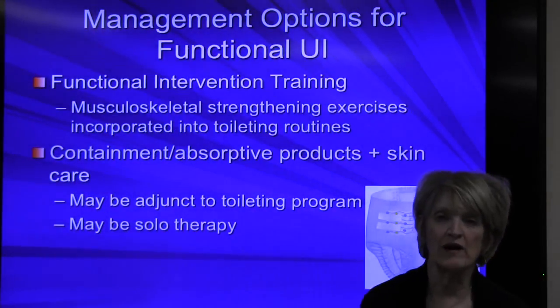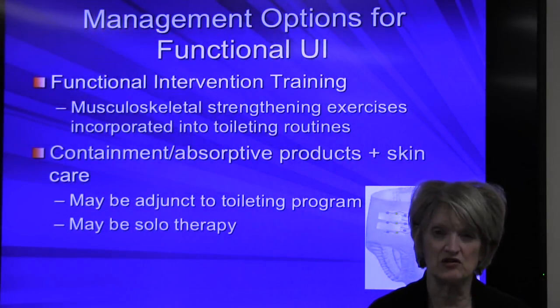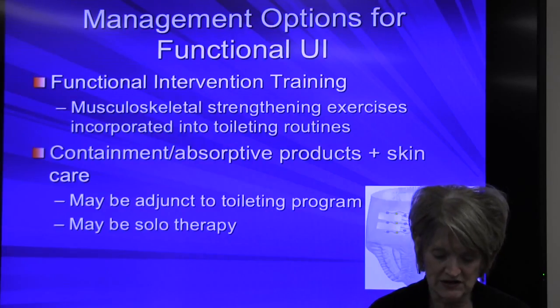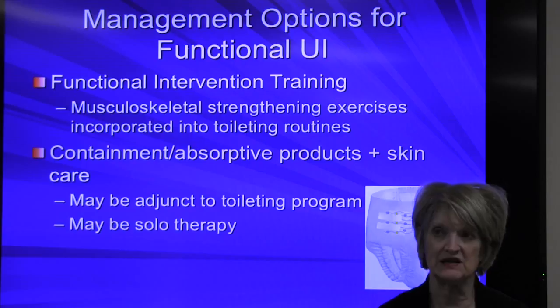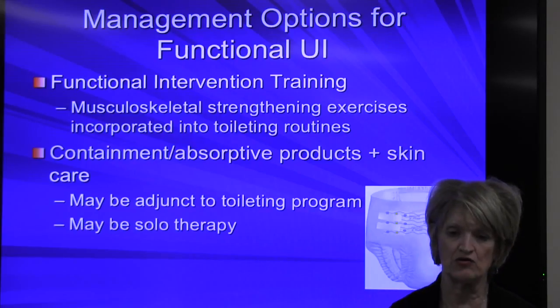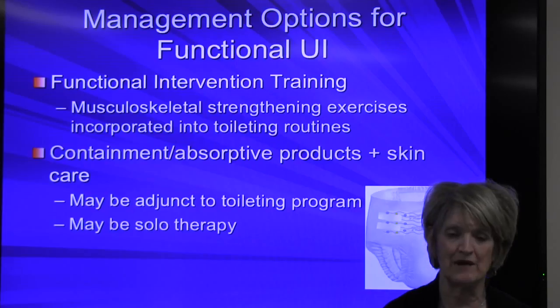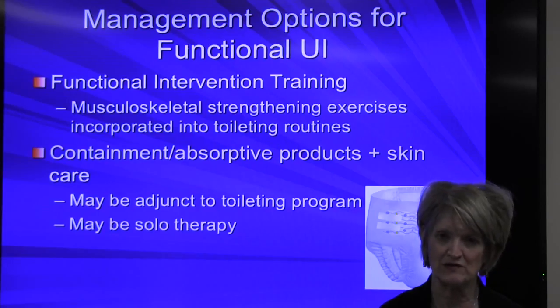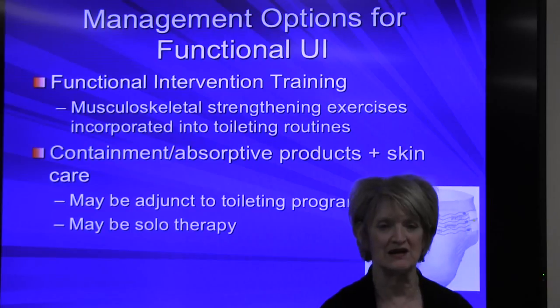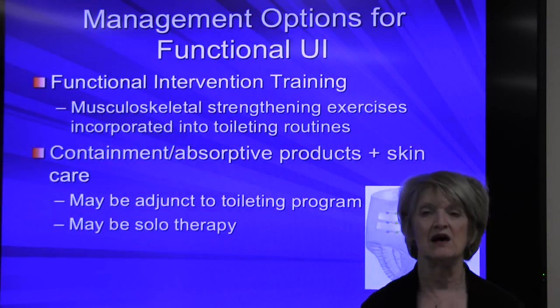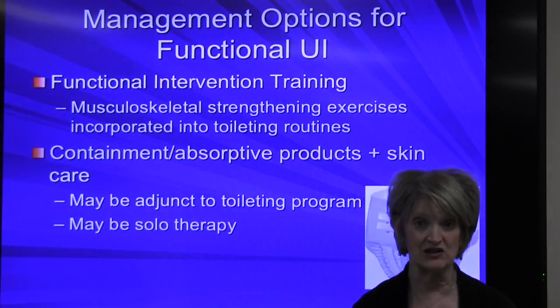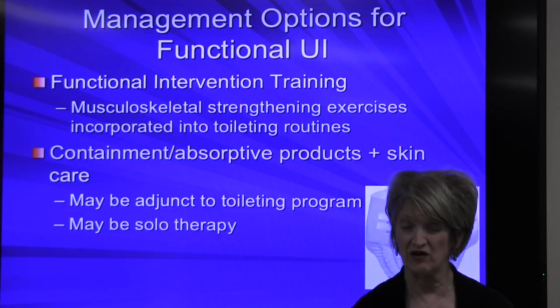Now, there's a new program that's been reported in the literature. It's called Functional Intervention Training. It's been used in some long-term care and assisted living facilities, and basically it involves both a toileting program and musculoskeletal strengthening exercises. What they found is that putting people on a routine exercise program, involving wheelchair exercises or standing and stretching and other exercises, actually increases their cognitive function, their awareness of their continence status, and their ability to participate in a toileting program.